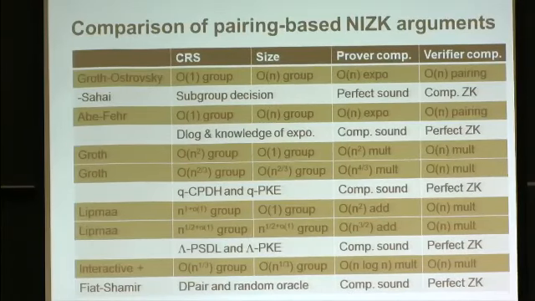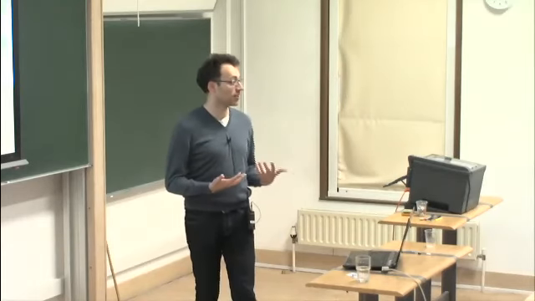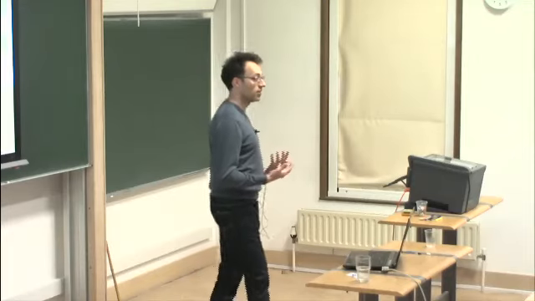So there's a price to pay here, right? Because I'm actually using these knowledge of exponent assumptions, which are non-falsifiable assumptions. So I'm using some quite strong assumptions to get this. Somehow that's in the nature of the problem.